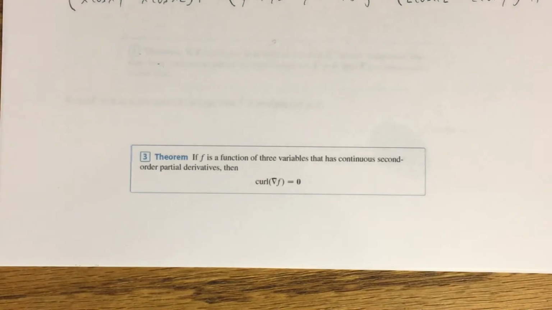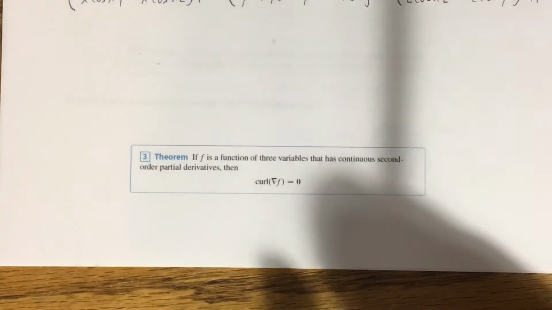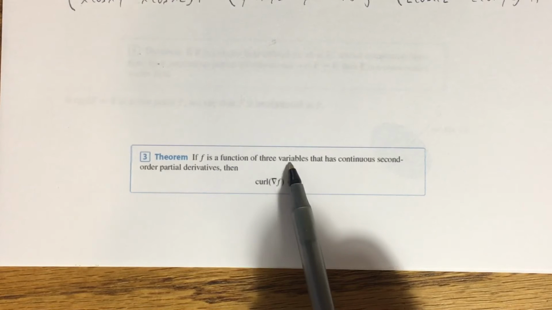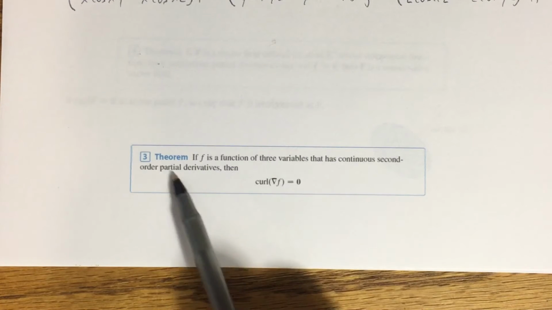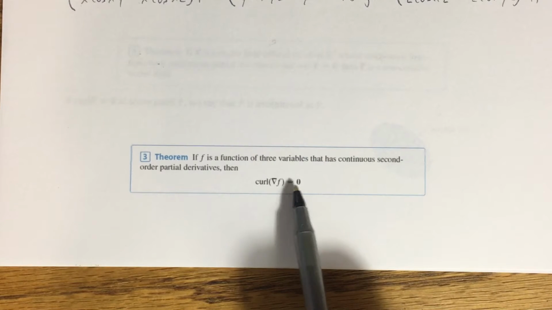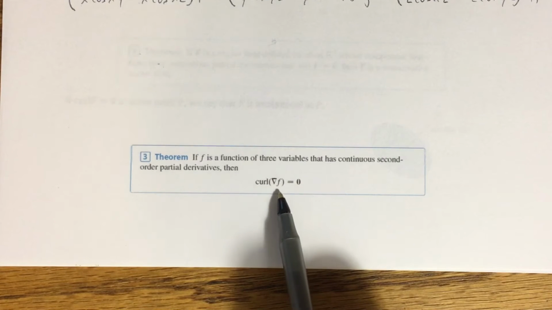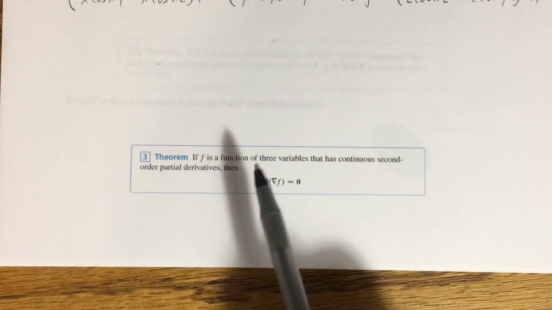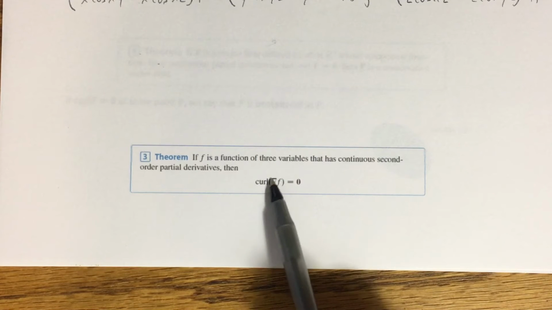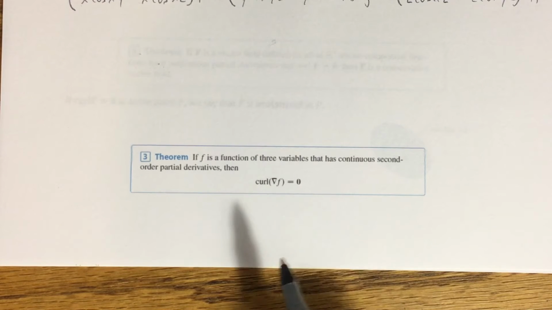Let's start talking about some theorems and some ideas that the curl finds its way into. The first theorem says that if a function f is a function of three variables, and if it has continuous second-order partial derivatives, then the curl of the gradient of f is equal to the zero vector. Said a little bit differently, remember, if a function is conservative, then it's the gradient of some potential function. So because this is the gradient of a function, this is a conservative vector field. In other words, the curl of any conservative vector field is always the zero vector.